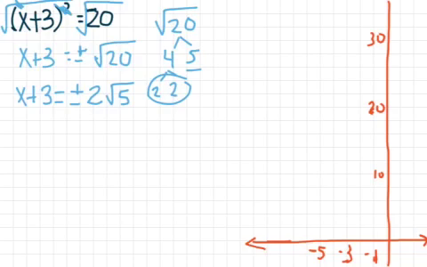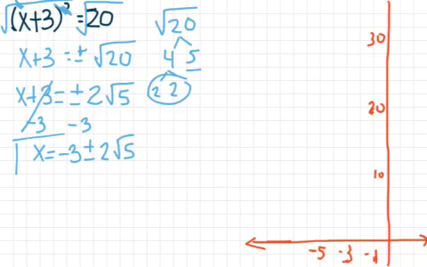Now, from there we can break it into two equations if you would like, or you can just simply subtract the 3 over. I think the easiest way is just to subtract the 3 over. So to get rid of the plus 3, we subtract 3. What you do to one side, you do to the other. So these plus 3 minus 3 cancel out, and we're left with x equals negative 3 plus or minus 2 square roots of 5. So this is your answer for the simplified radical, or the simplified square root.